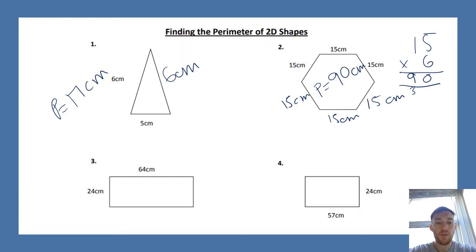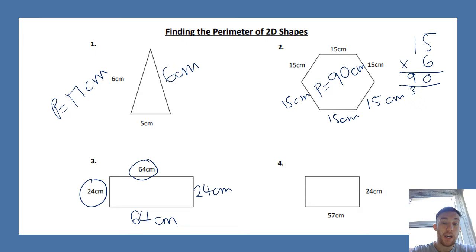Okay, looking at question 3 now, I know it's a rectangle or an oblong, and it has two sets of equal sides. If I know that this here is 24 centimeters, then the opposite side must be 24 centimeters. And if this is 64 centimeters, then the opposite side must also be 64 centimeters. Otherwise, it's not a rectangle. I'm going to do some quick mental calculation or doubling. So 64 and 64 is 128. And then 24 plus 24 is 48.